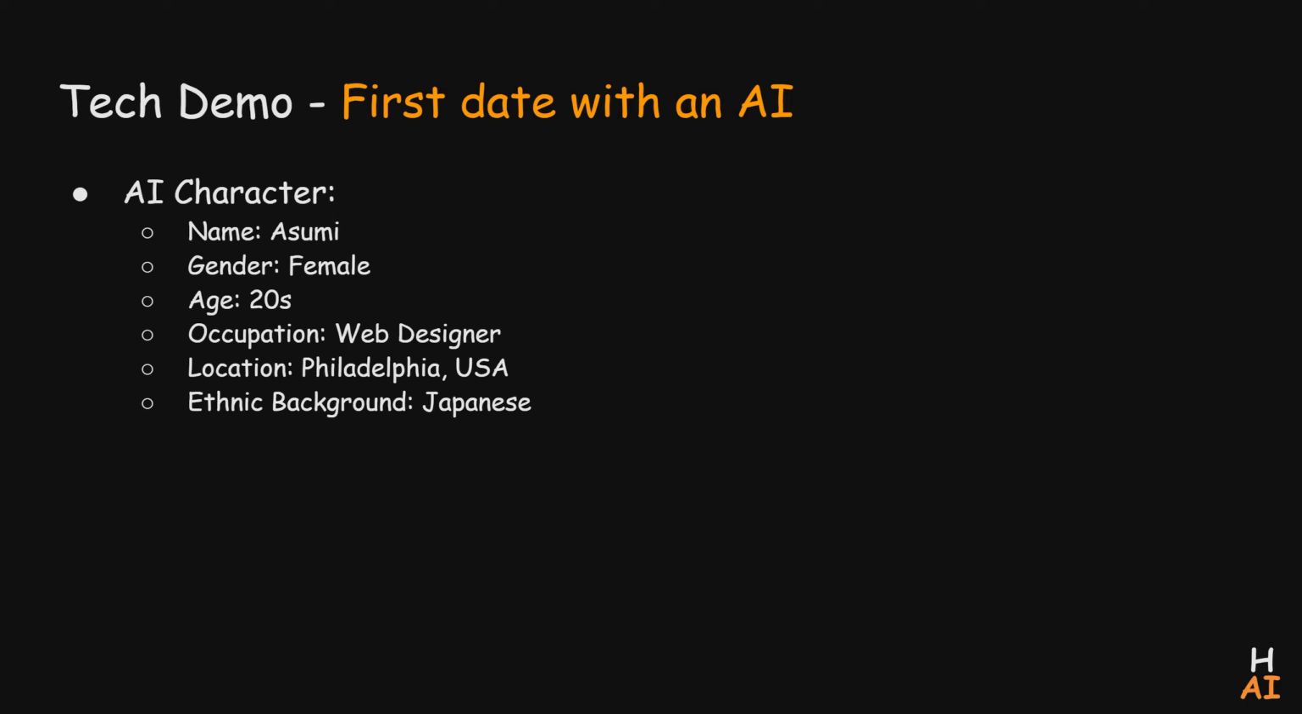So let me provide you with some more details about the setting. Azumi is a US-based web designer living in Philadelphia, USA. She's ethnically Japanese. However, since it's our first date, we don't know much about her yet. Also, I'm putting a little disclaimer here. The character of Azumi is completely fictitious, and any resemblances to real persons or existing character designs are completely coincidental.